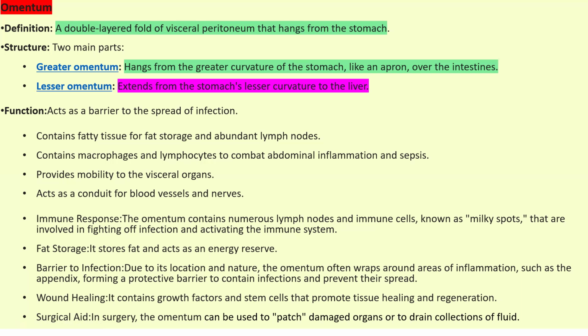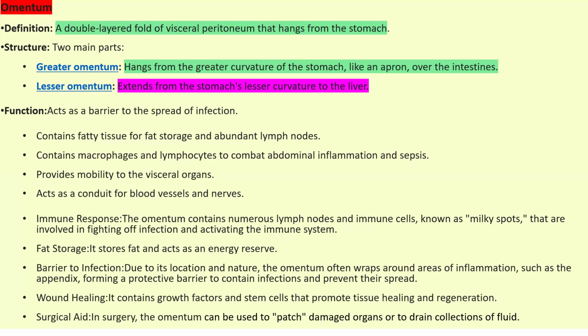Very important points. It contains growth factors and stem cells that promote tissue healing and regeneration. Very important point: the omentum consists of growth factors. It consists of stem cells that help in tissue healing and regeneration during wounds. So it helps in wound healing.